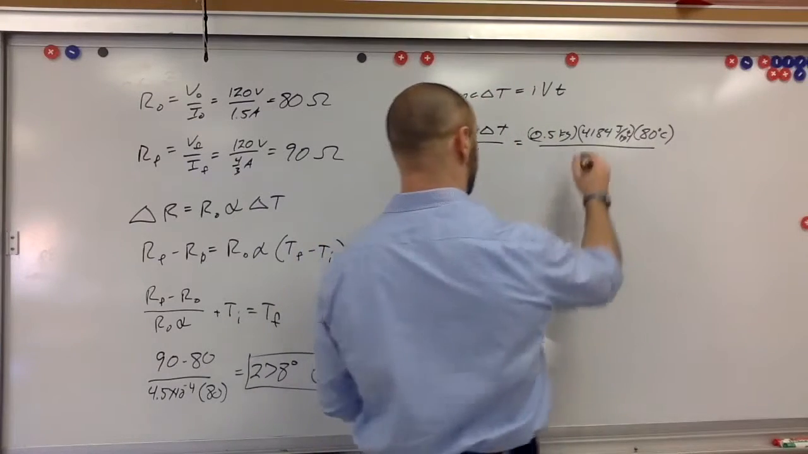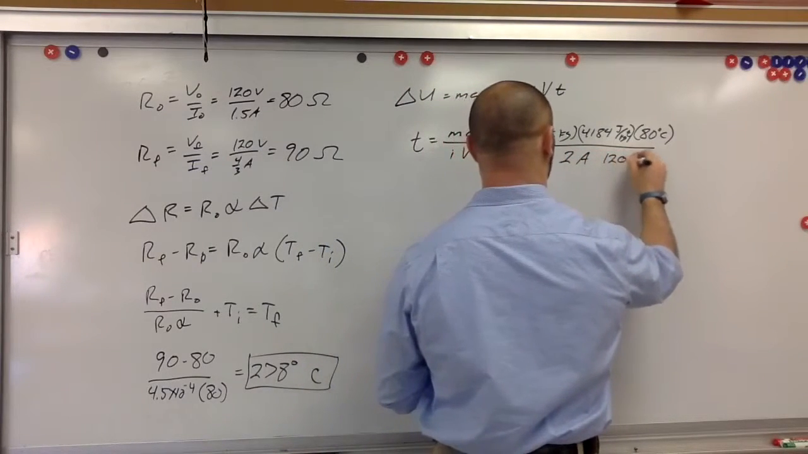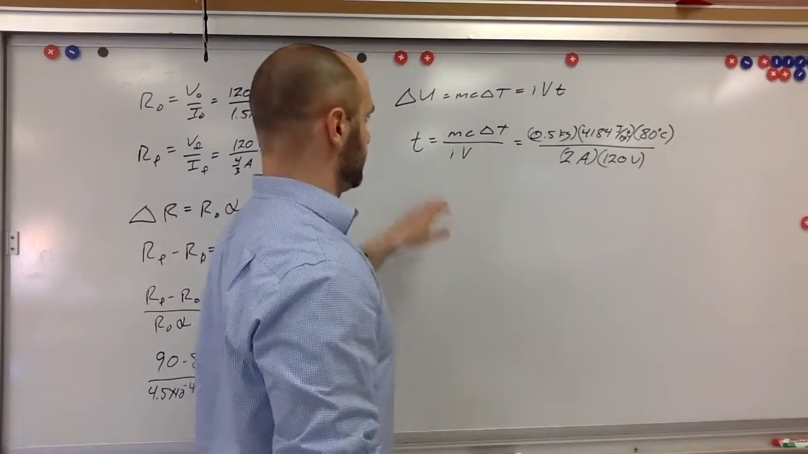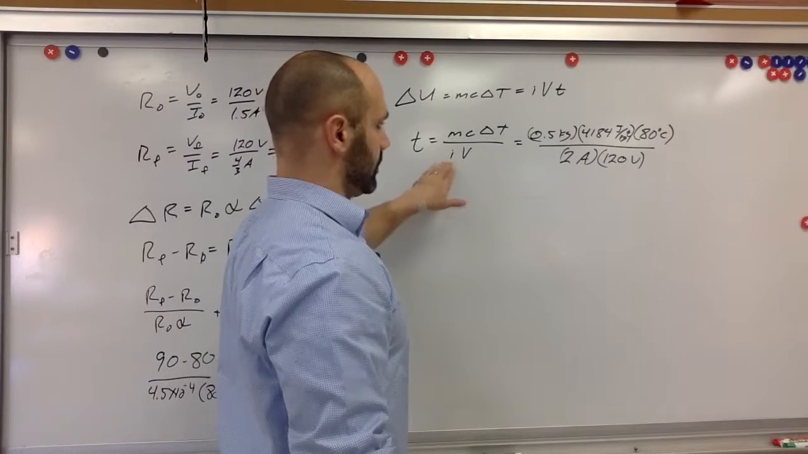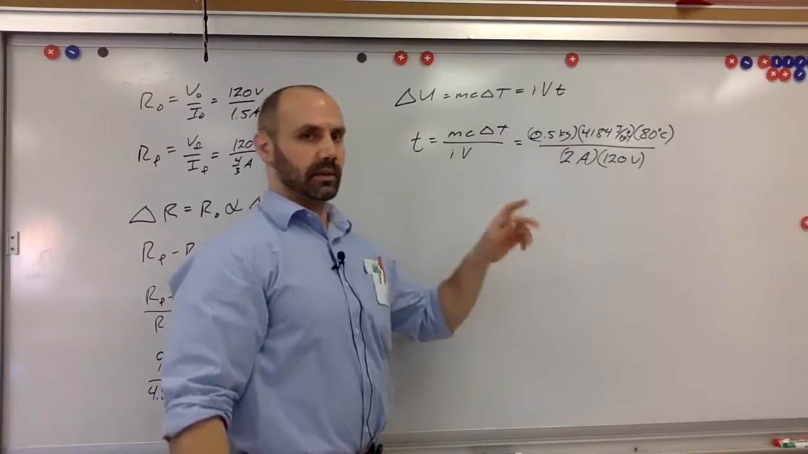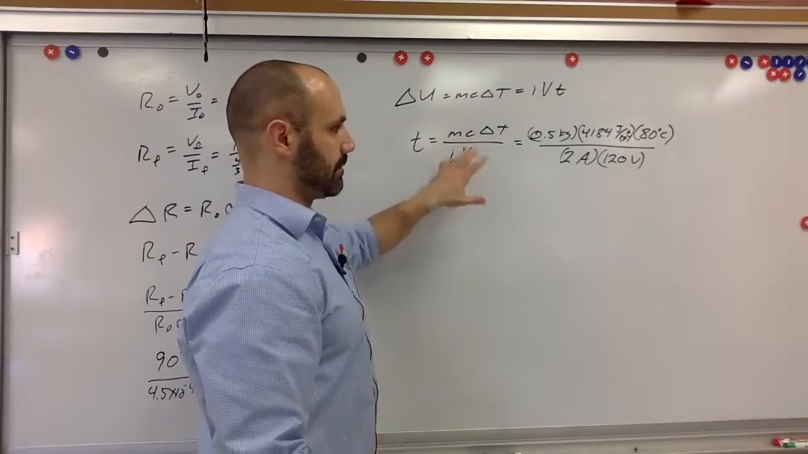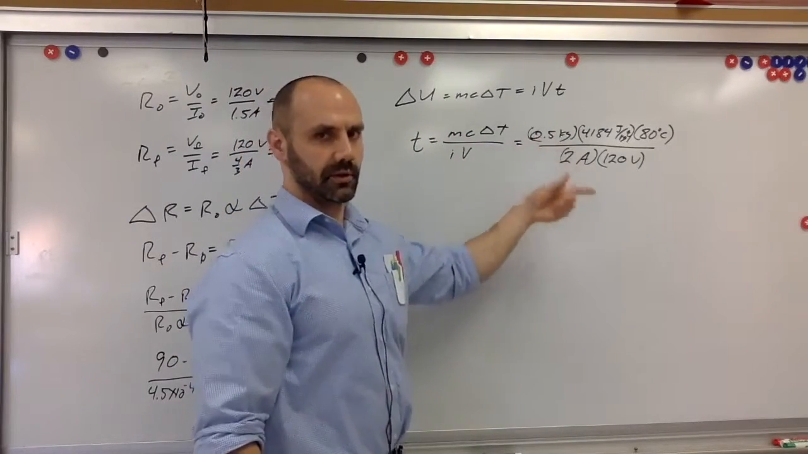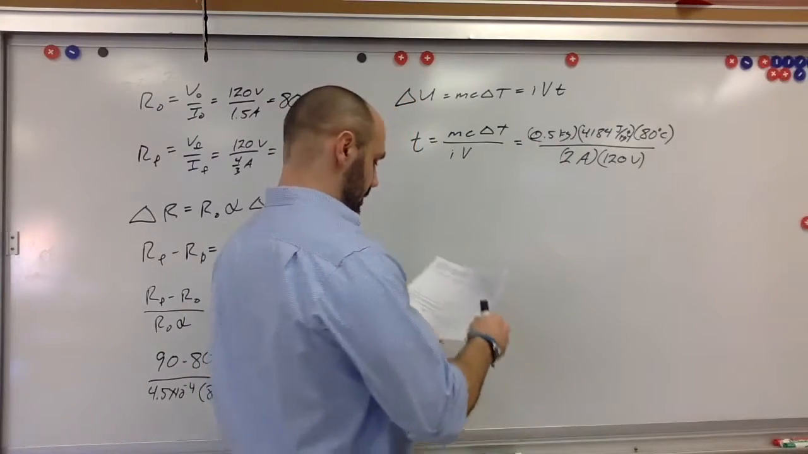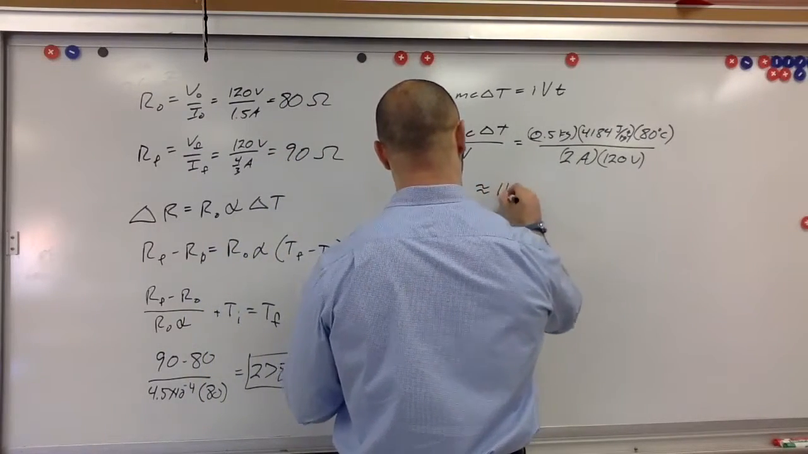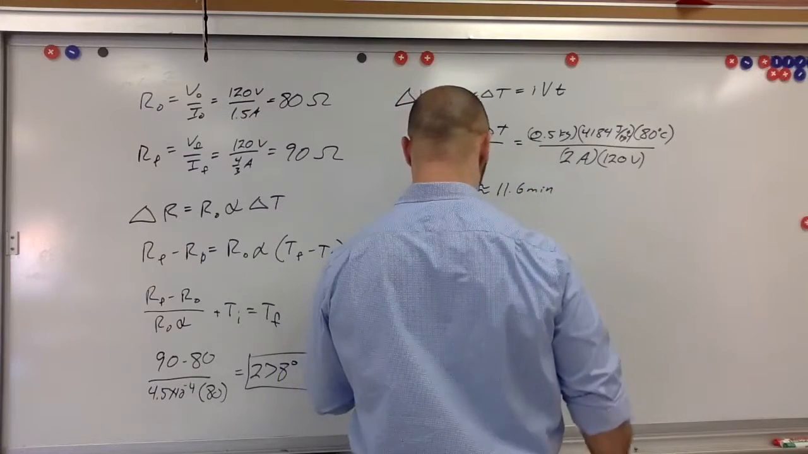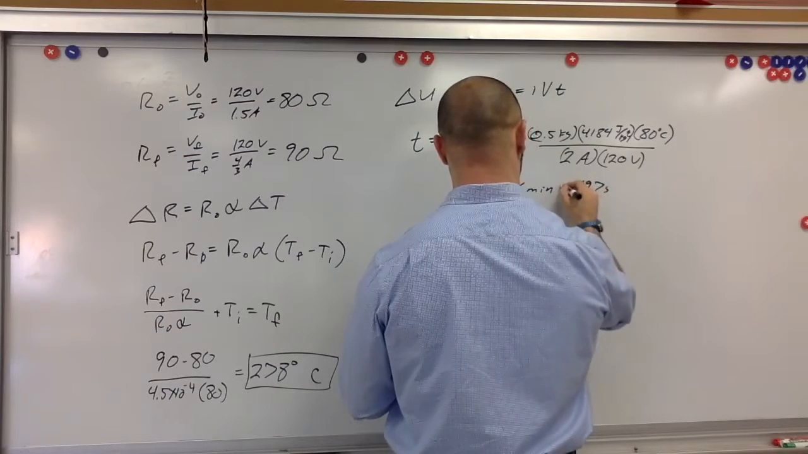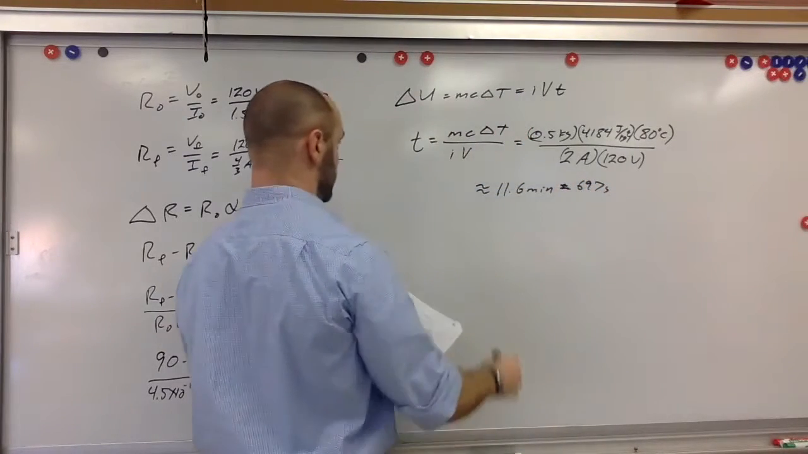And then the current here is 2 amps and 120 volts. Notice we're not doing the change in current here based on resistance, because we're assuming that the heating element is at the same heat, but now we're heating up the water. So this is the energy used up by the water for this. And it comes to about 11.6 minutes, right, or 697 seconds, and then convert it that way.